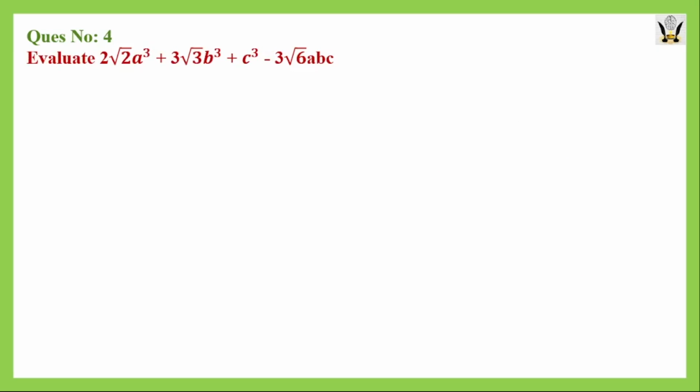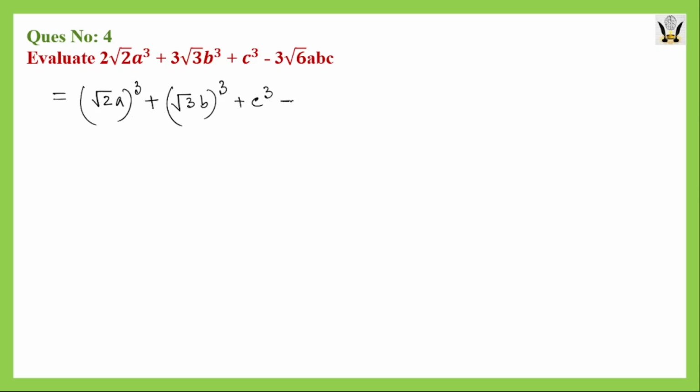Now in this expression we need to evaluate. So here we need to factorize the given expression. What we can see here is we have 2 root 2 a cube. So 2 root 2 means root 2 cube. So here we can say we have this root 2 thrice in the first term. So that can be written as root 2 a and then whole cube. So a cube and root 2 cube means 2 root 2. Similarly, the second term can be written as root 3 b and then whole cube. And the third term is c cube. So it is in the format a cube plus b cube plus c cube.